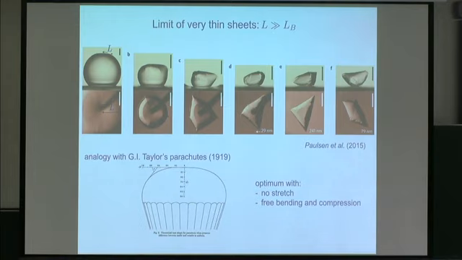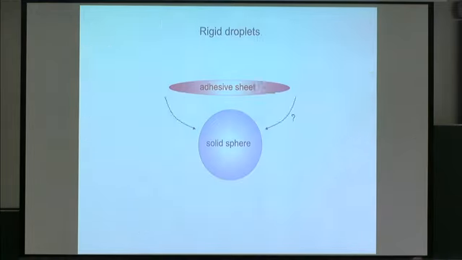You need to go to the whole four-volume book on G. I. Taylor's works. But very nice work on the shape of parachutes, and basically you get the same kind of description. The mathematical problem that you encounter is to find an optimum volume, and the ingredients you have to impose are that you have no stretch, and you are free to bend and compress your sheet. Very nice problem.